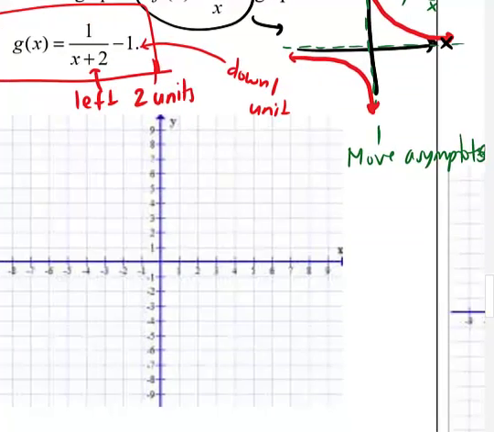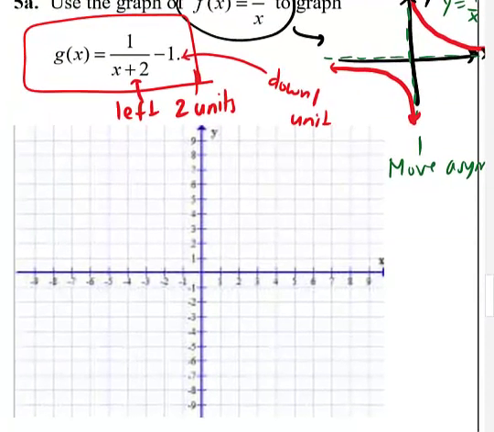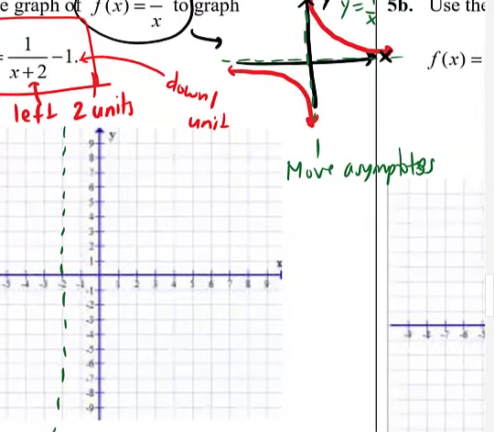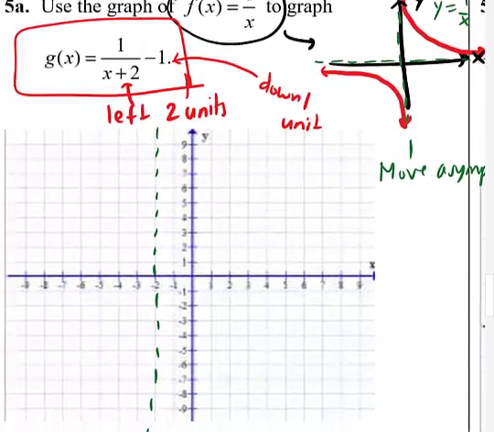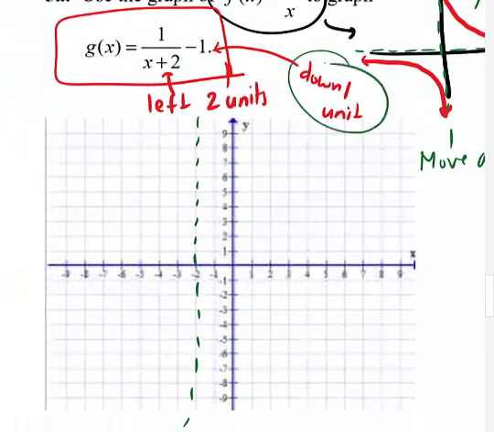So I'm supposed to move them left 2 units. That means the vertical asymptote moves from the y-axis to the left 2 units. If you move a horizontal line to the left, it doesn't change it at all, so I didn't worry about that. But a horizontal asymptote, if you move it down 1 unit, that would change it. Now it's 1 unit lower than it was. It was on the x-axis, now it's 1 lower.